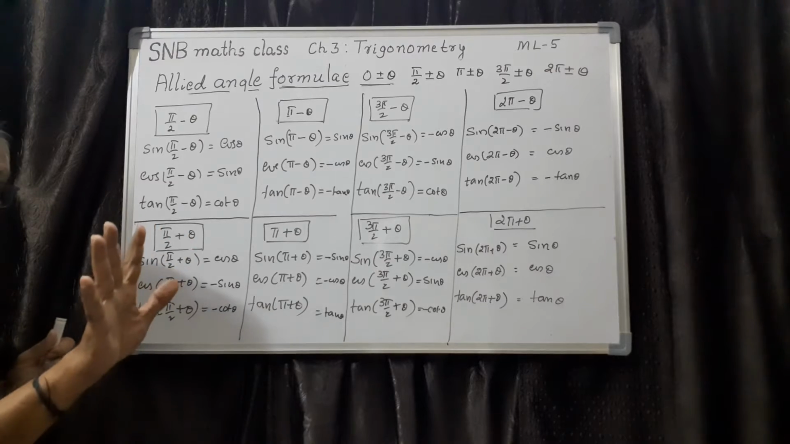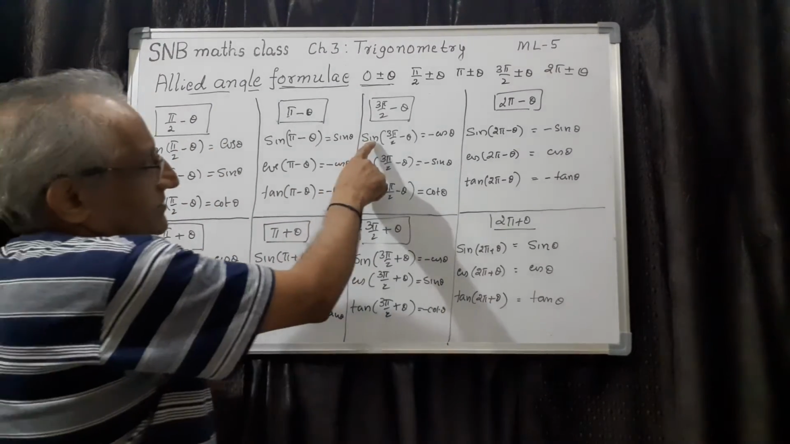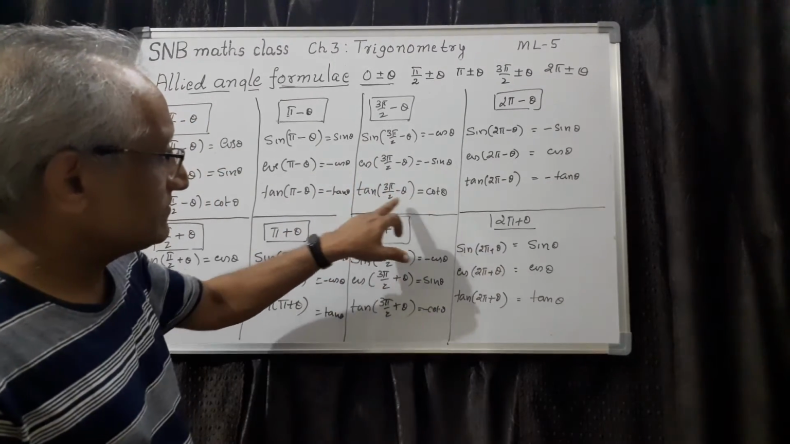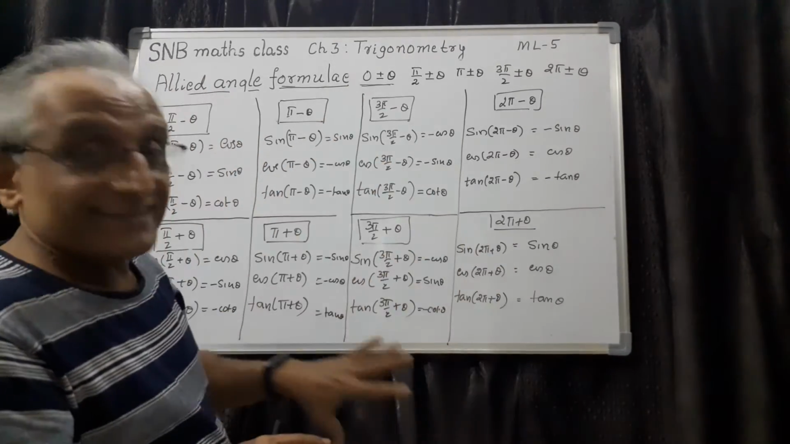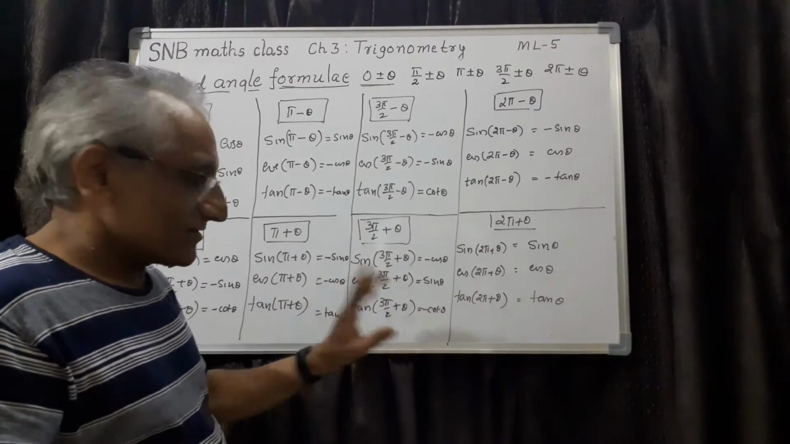Everywhere, don't worry about the sign, only observe the ratio. Here also you see, sine is becoming cos, cos is becoming sine, tan is becoming cot. Even if I have made any mistake here, I can correct it. So this is a rule: sine, cos, cos, sine, tan, cot.